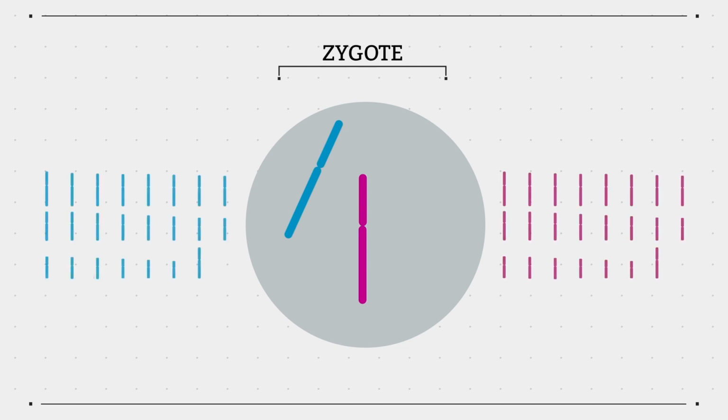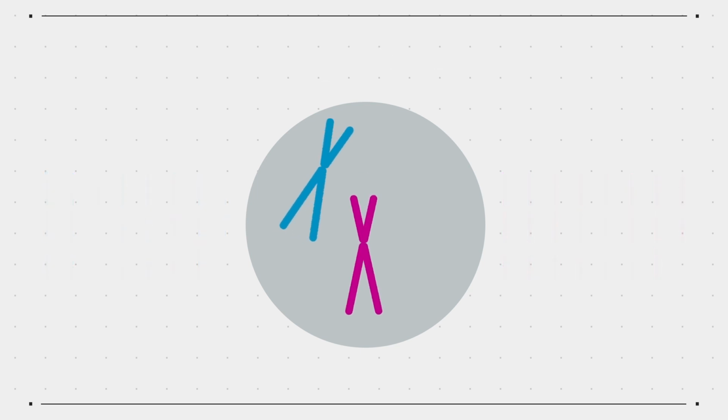The fusion of a father's sperm with a mother's egg combines the genetic information from both these gametes to produce a cell known as a zygote. The zygote therefore contains half the genetic material from the father and half the genetic material from the mother to form a unique set of genetic information.